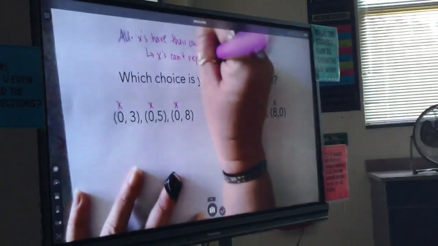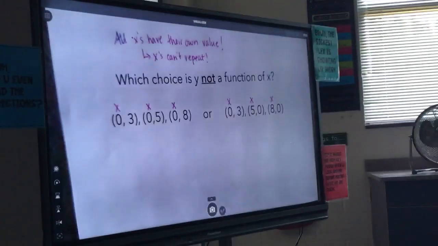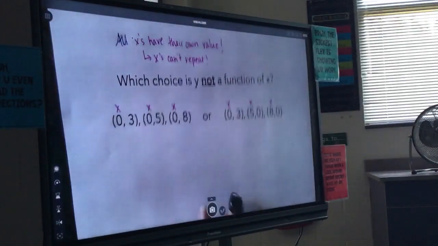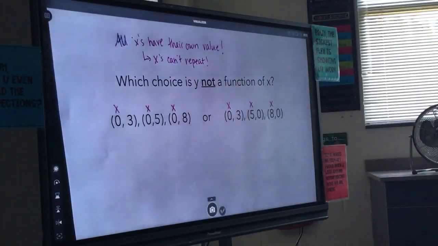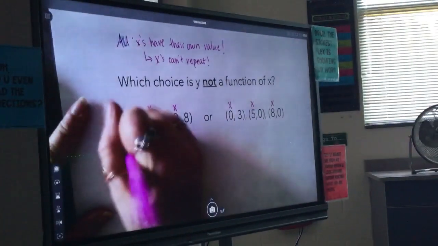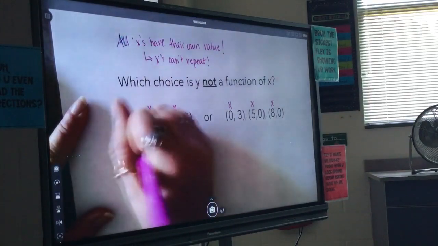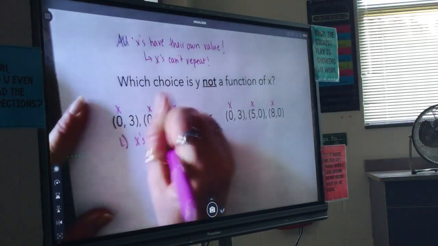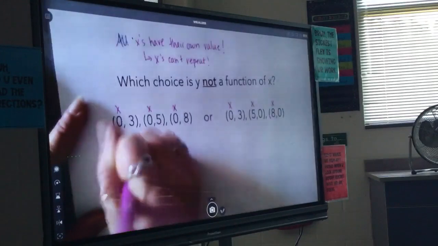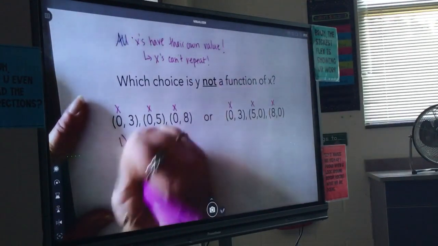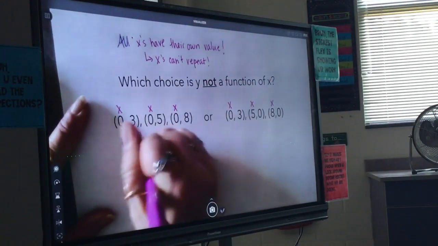So knowing that my x can't repeat, do I know which one is not a function of y? Okay, raise your hand. Which one is not a function of y? The left one. All right, so the reasons being, obviously the easiest one, your x's repeat. And then the second one, it won't pass that vertical line test.